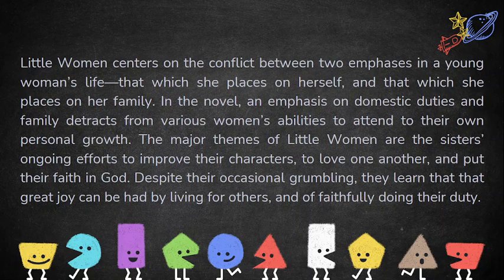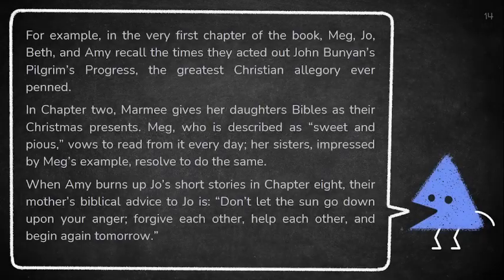So despite their occasional grumbling, they learn that great joy can be had by living for others and faithfully doing their duty. For example, in the very first chapter of the book, Meg, Jo, Beth, and Amy recall the times they acted out John Bunyan's Pilgrim's Progress, the greatest Christian allegory ever penned. So it focused, of course, on the spirituality. Another example is that in chapter 2, Marmee gives her daughters Bibles as their Christmas presents. Meg, who is described as sweet and pious, vows to read from it every day.